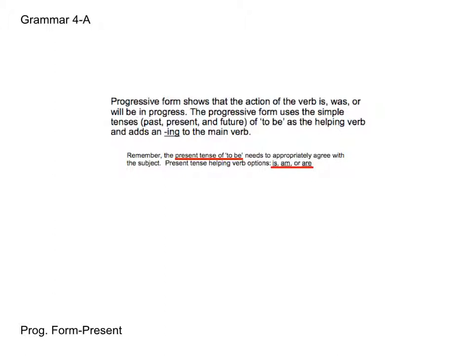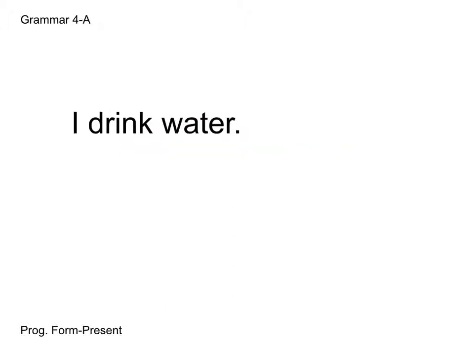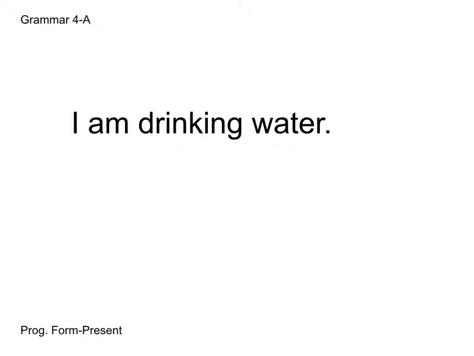Now that's the helping verb. The main verb to make it into the progressive form is going to have an ing added to the end of it. So pretty straightforward, but let's look at a few examples, make sure we're very comfortable with it. So first we have a sentence that is, I drink water. Drink is in the present tense, but we want to put it in present progressive. So to do that, what we do is we add our helping verb and we add the ing. So now our verb is, I am drinking water. Am being appropriate for I as the subject, and ing added to the main verb of drink to create drinking.